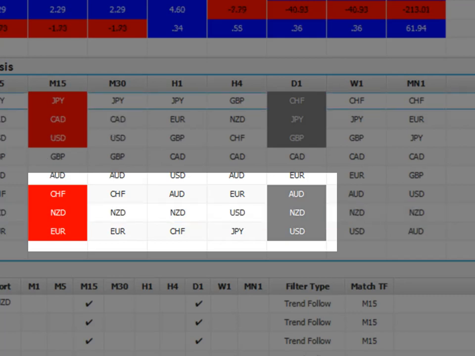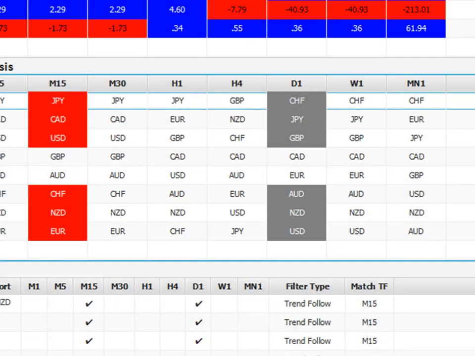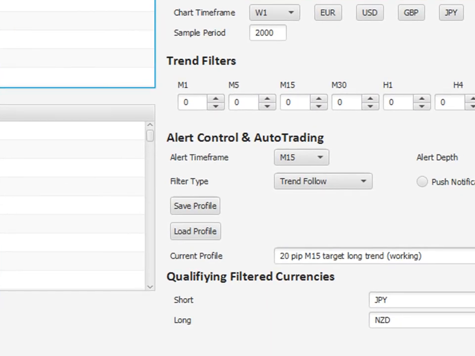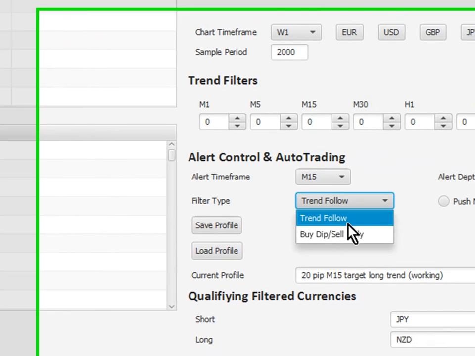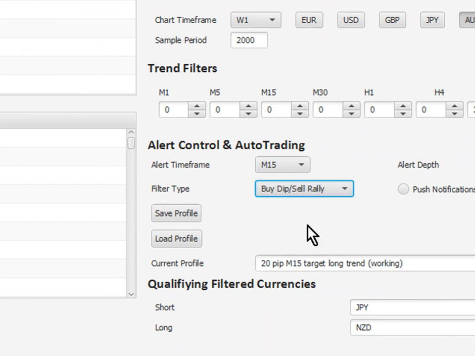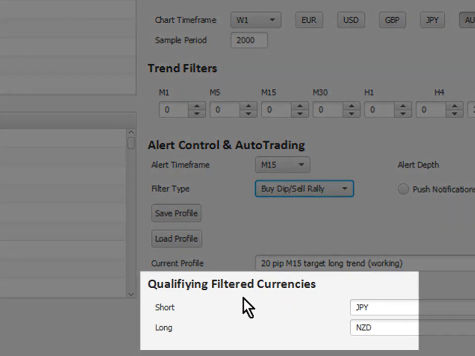What we also need to do is look at the filter type, and this is to do with the match time frame. If you trend follow, the system will just look for the same currencies in the match time frame as are in the actual filters, the grey filter areas. If we change that to buy dip or sell rally, that changes completely. When we get a chart refresh here, you'll see those qualifying filter currencies change. This will happen every 10 seconds.